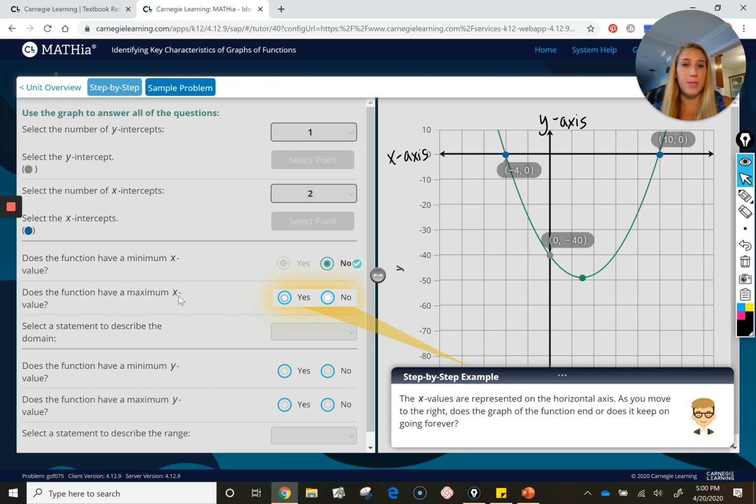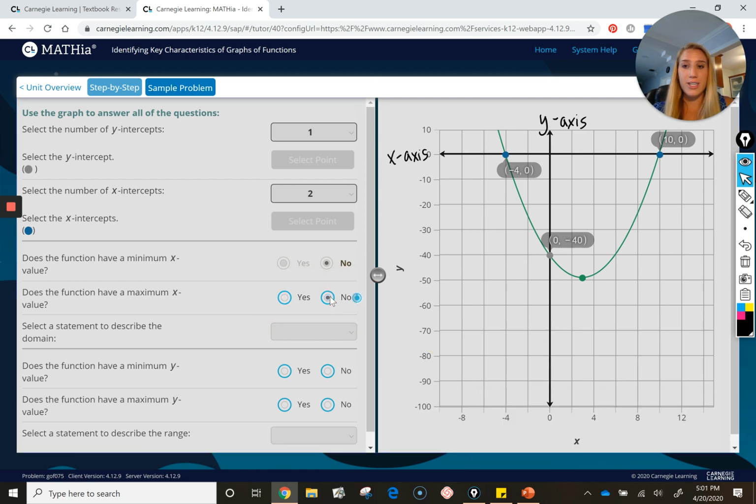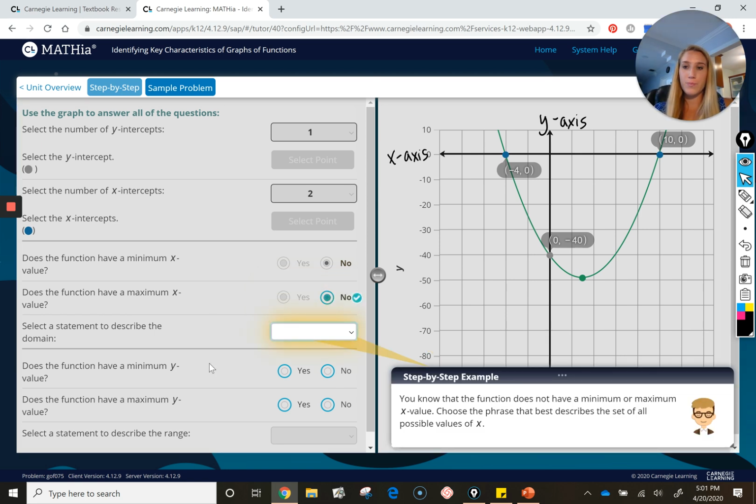Now, a maximum x value. To the right on this graph, it's still going farther to the right, and it continues on. There is no maximum x value either. So, to describe the domain, this is a term: the domain is the x values. So I'm going to go ahead and mark that on my x-axis, and my y-axis is my range.